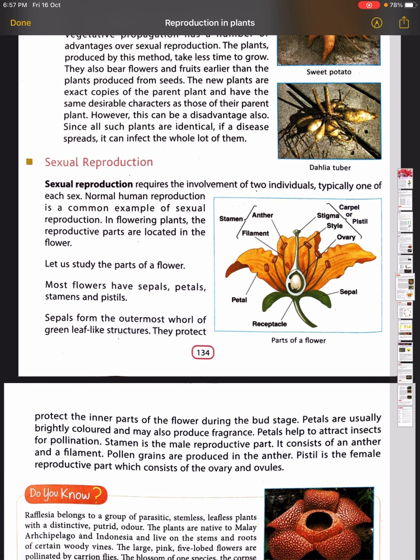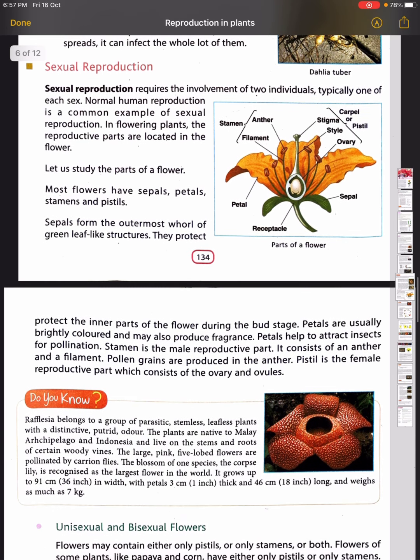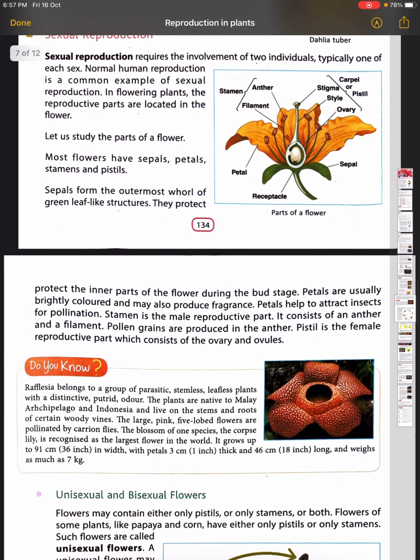Next, sexual reproduction. Sexual reproduction requires the involvement of two individuals, typically one of each sex. Normal human reproduction is a common example of sexual reproduction. In flowering plants, the reproductive parts are located in the flower. So let us study the parts of a flower first.